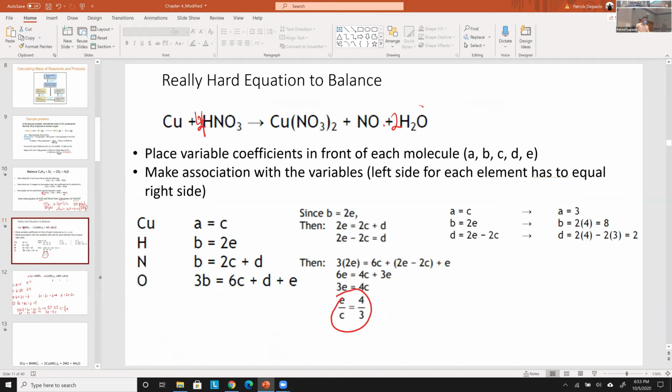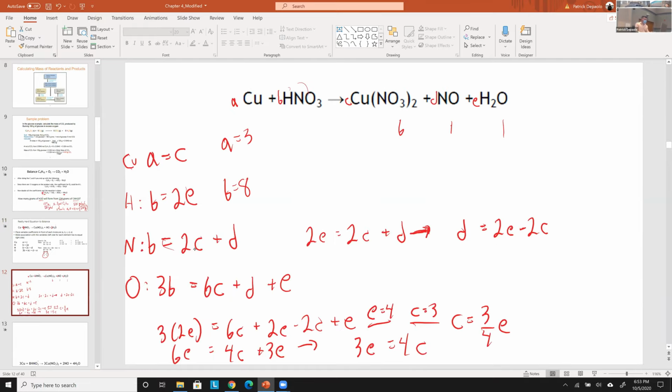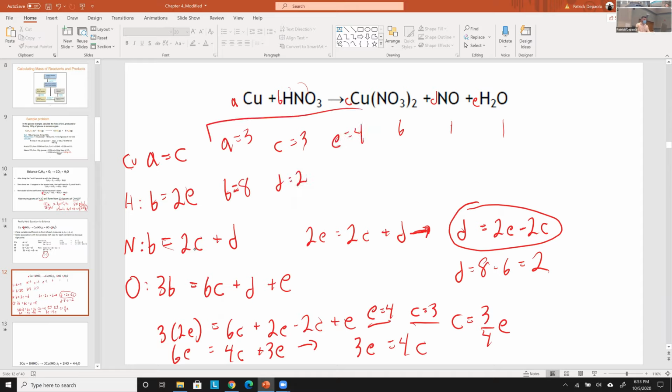Just make sure I'm correct so far. Yep. Okay. Because the worst thing is to mess this up and not know where you're at. All right. So now we have 4 out of the 5 variables, so now we can solve for d. And we have an expression for d right here. So d equals 2e minus 2c. So d equals 2 times 4, which is 8, minus 2 times c, which is 3. 8 minus 6 equals 2. So then we have c equals 3, d equals 2, e equals 4. So then we're done.